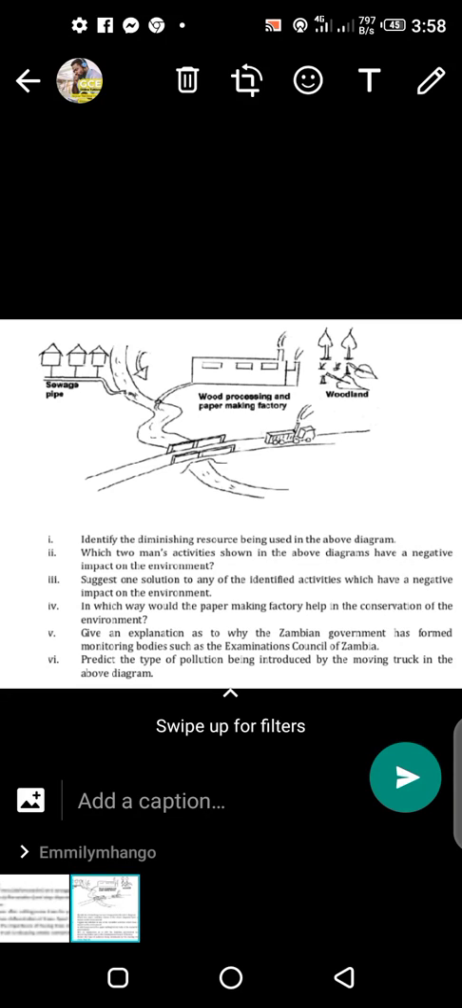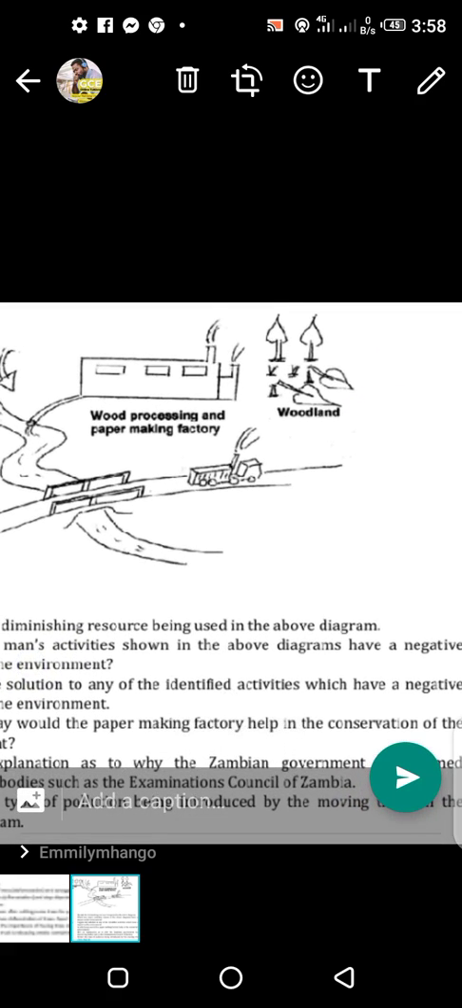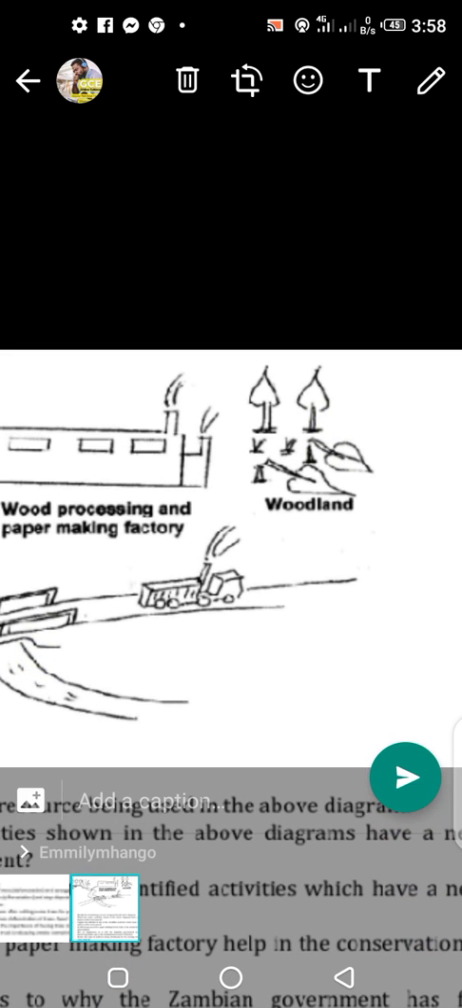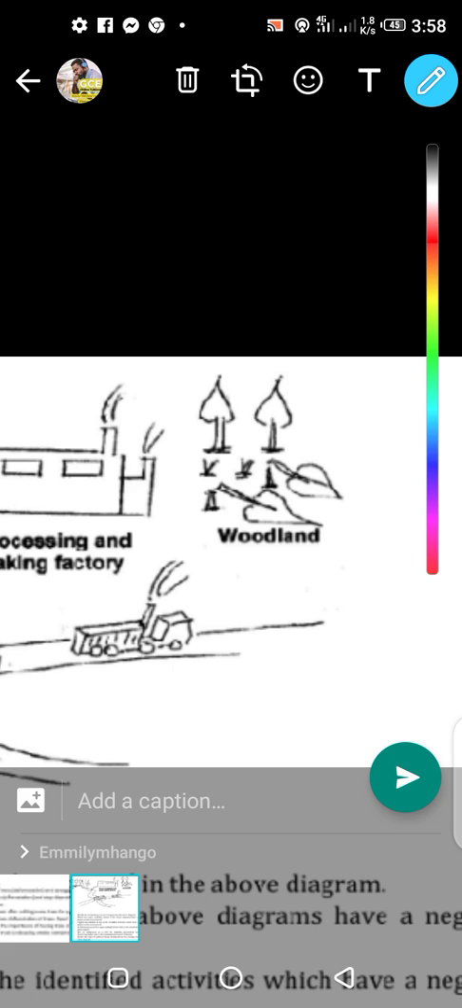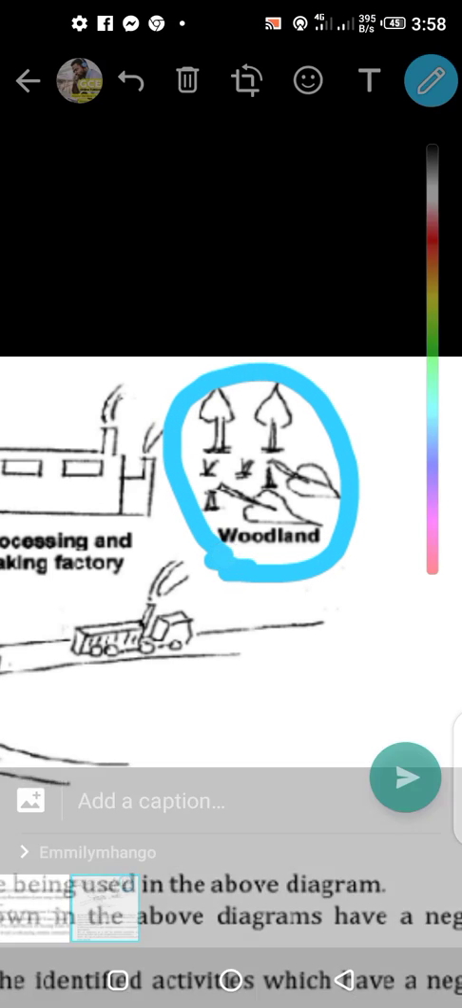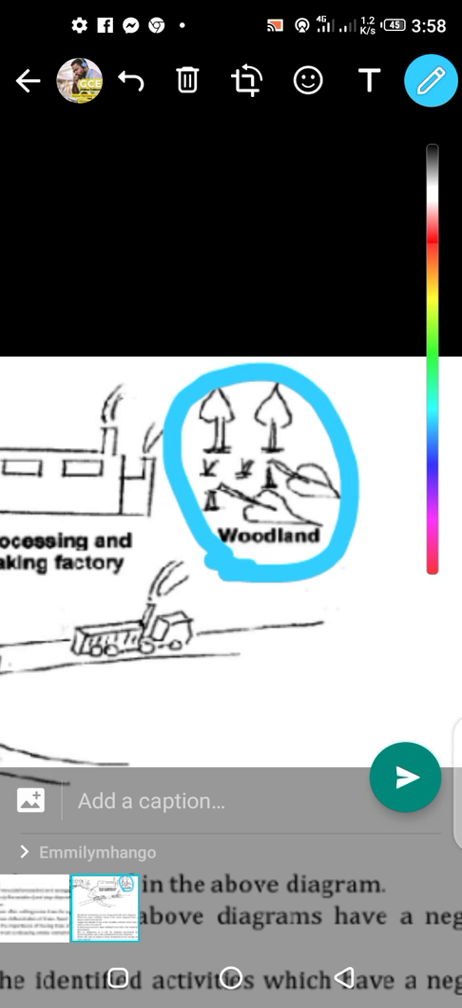Let's look at the question that we're looking at. Can you see these are trees being cut here? These ones here, I'm going to point at them so that you know these are trees. Can you see these are trees that have been cut? The trees have been cut down.